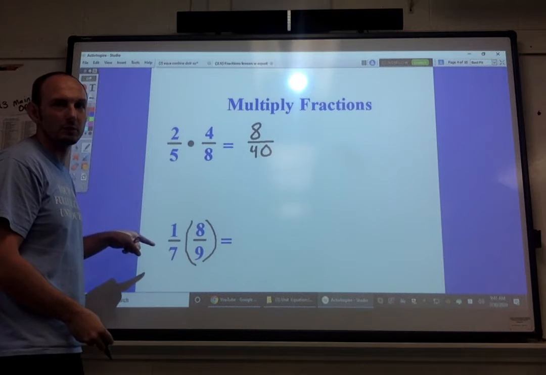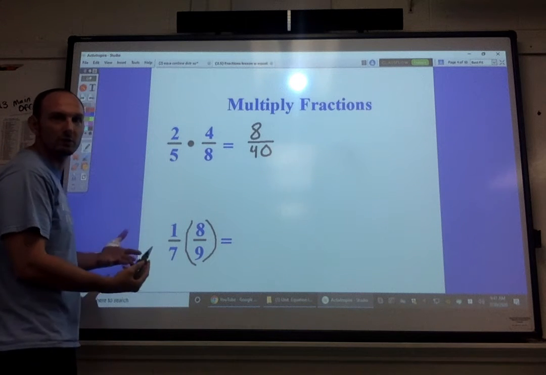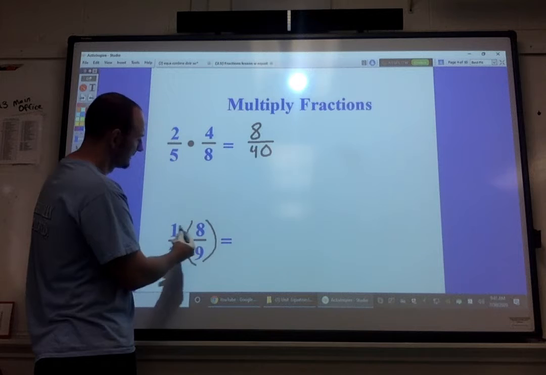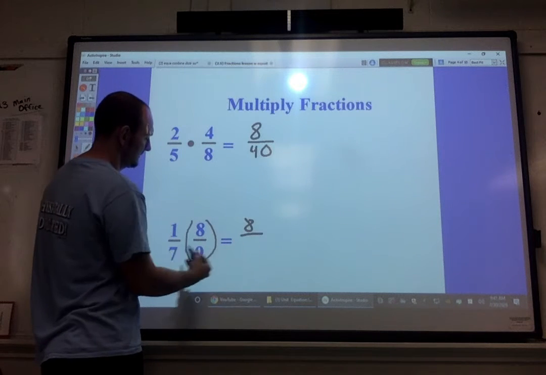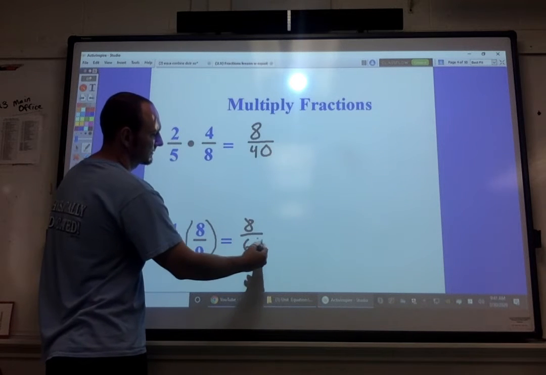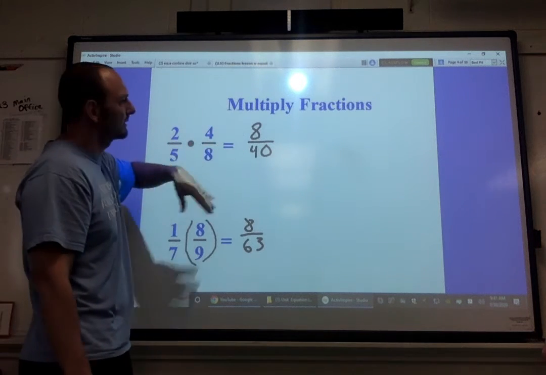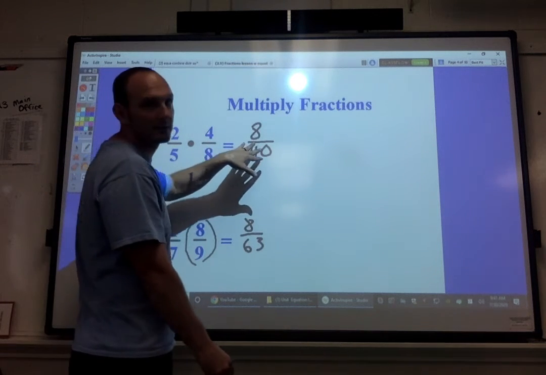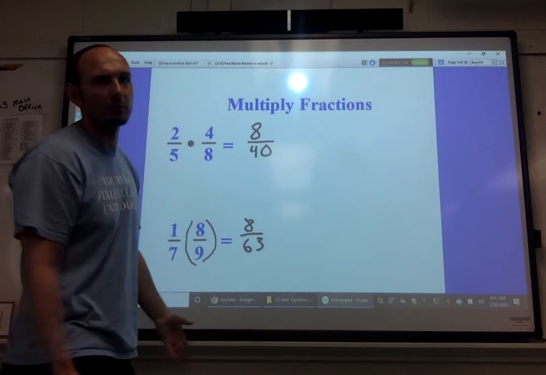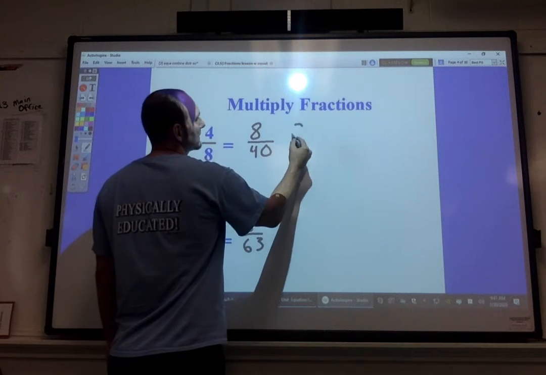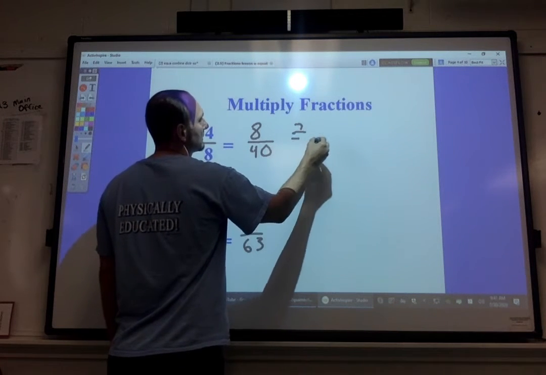This is probably the more common way because we're dealing with equations. They're going to use parentheses. 1 times 8 is 8. 7 times 9, 63. And we're done, except up here we didn't simplify it. We divided by 4 or 8. Let's say you divide it by 4. And you got 2/10.